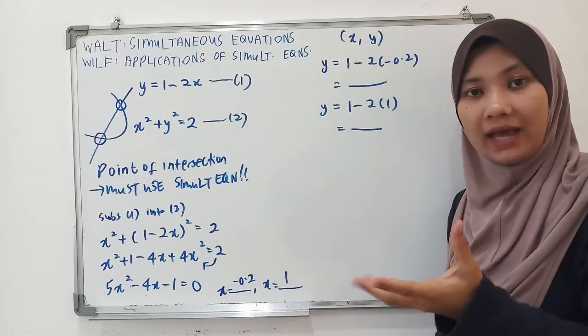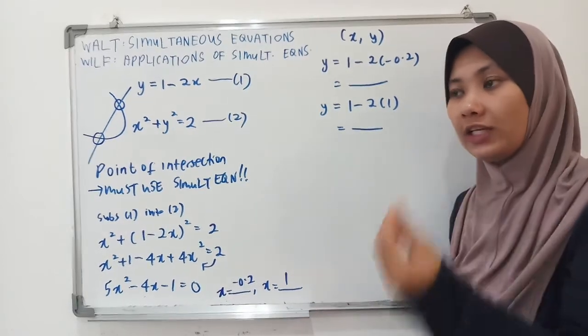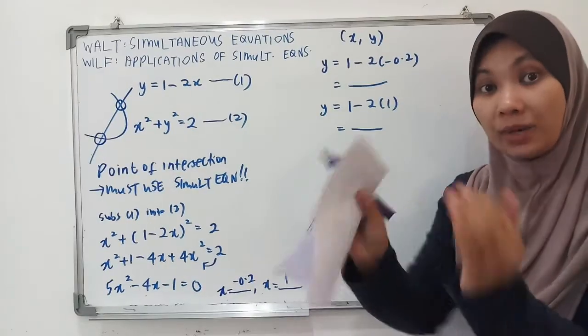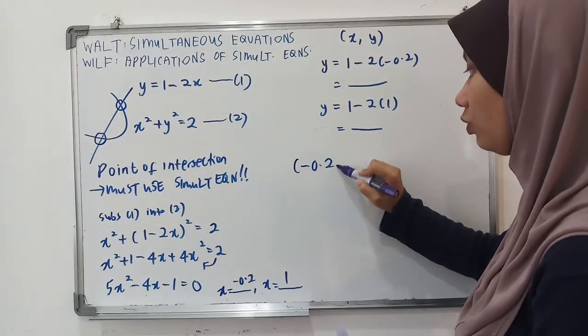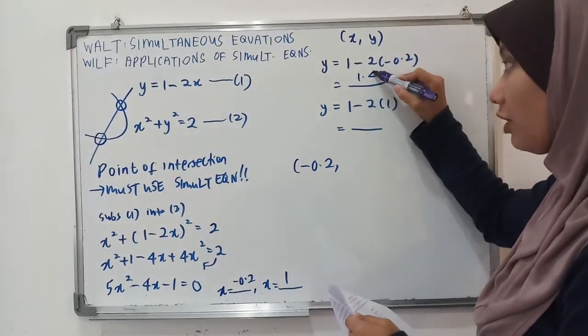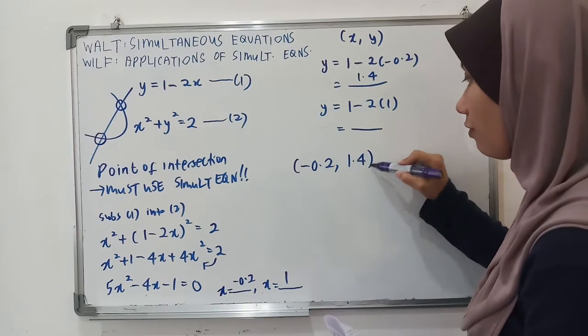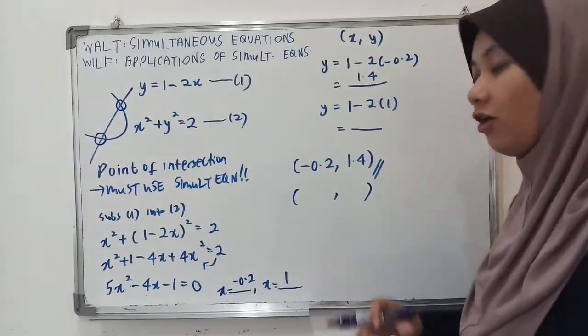So it's rookie, because the answer is over there already. Coordinates must be in terms of brackets. Leave your answer in that form. Negative 0.2 from the first x. Second x, if you calculate, you will get 1.4, okay? So 1.4 is the first answer. Second answer must be in bracket form as well.